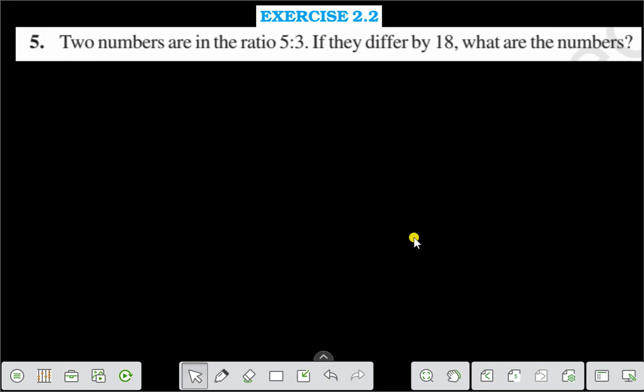Hello everyone. Today I'll discuss exercise 2.2 question number 5. Two numbers are in the ratio of 5:3. If they differ by 18, what are the numbers? Let us check.